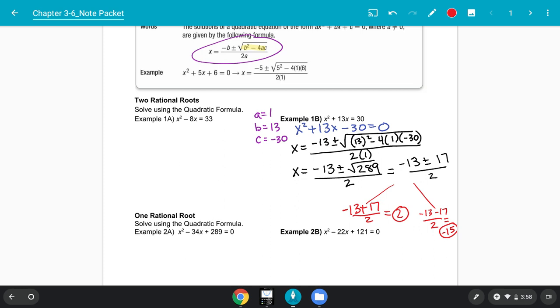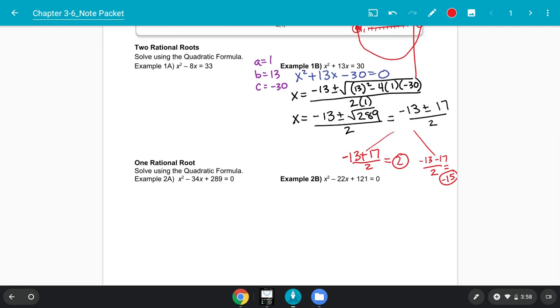That's where this graph would, just so you have a context, 1, 2, 3, 4, 5, 6, 7, 8, 9, 10, 11, 12, 13, 14, 15. There, and 1, 2. It would cross like this. That's what it would look like. That's what we just figured out is the 2 and the negative 15. So those are the two examples if you have two rational roots. So the next examples are if you have one rational root.